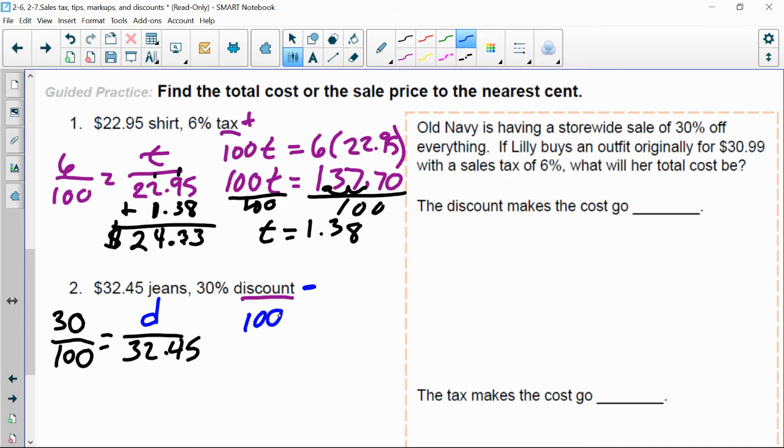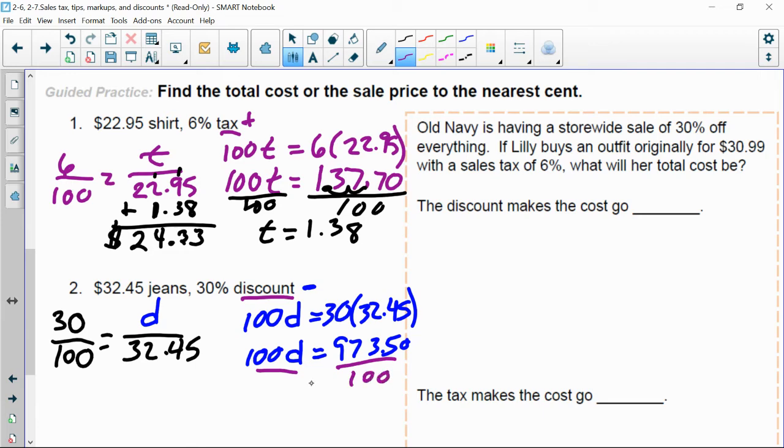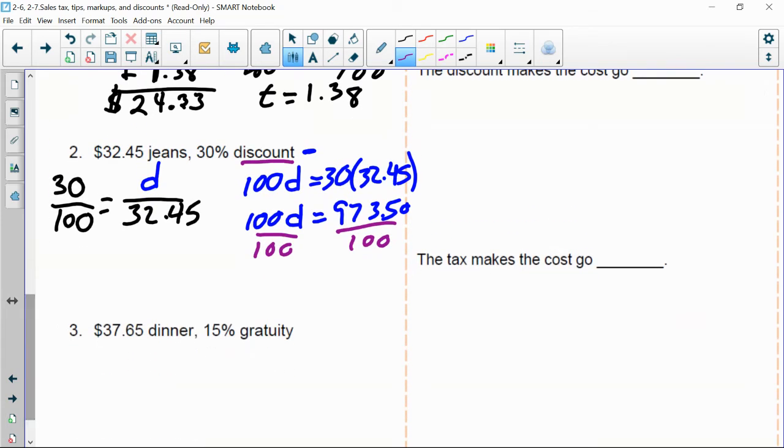All right, so 100D equals whatever 30 times my 32.45 is. So 32.45 times 30. So 100D equals 973.50. Then, of course, you're going to divide by your 100. So those cancel. My discount is $9.74. So I can come over here and subtract that from it.